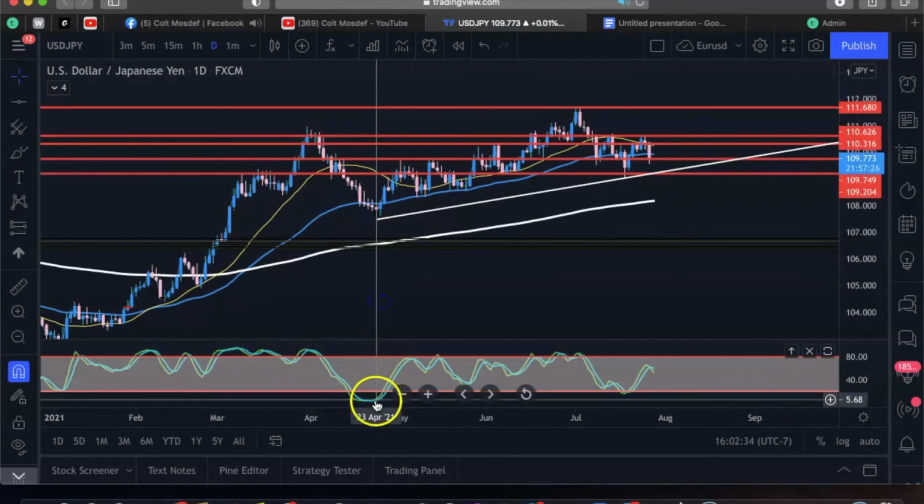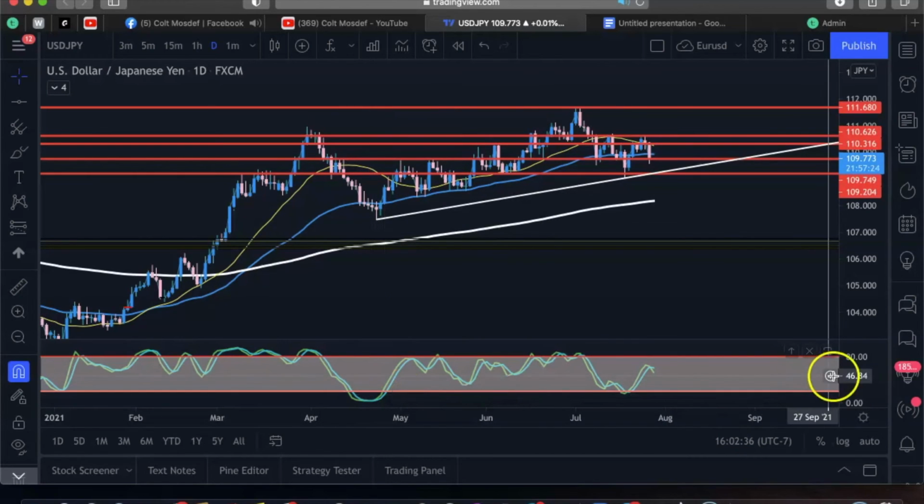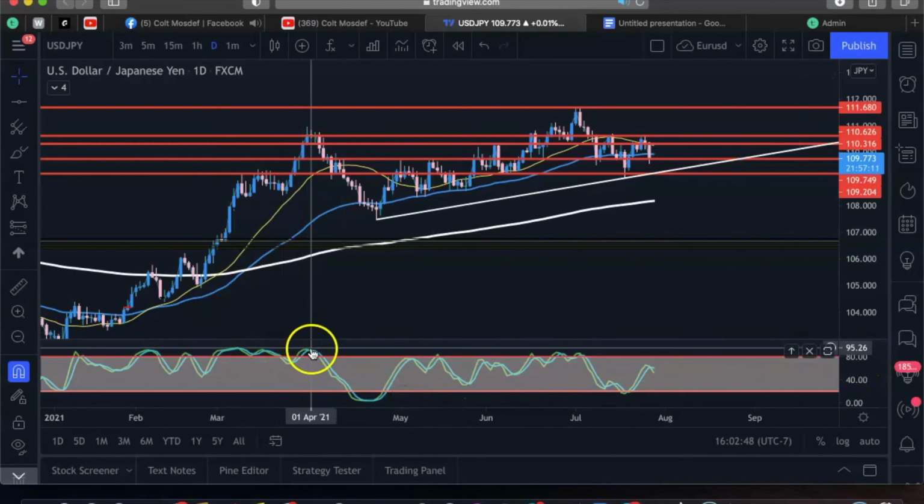Same thing with the stochastics. When you see that these lines are below the 20 level right here, that's signaling that it's oversold. And when you see that the lines are above the 80 level right here, 80, that's signaling that it's overbought.